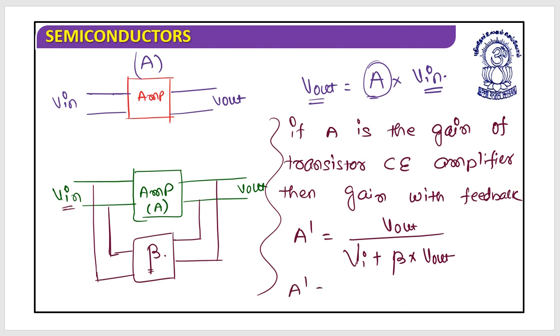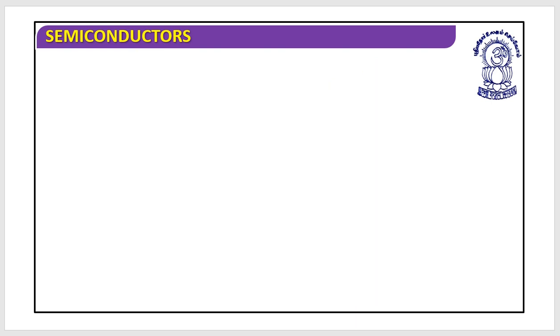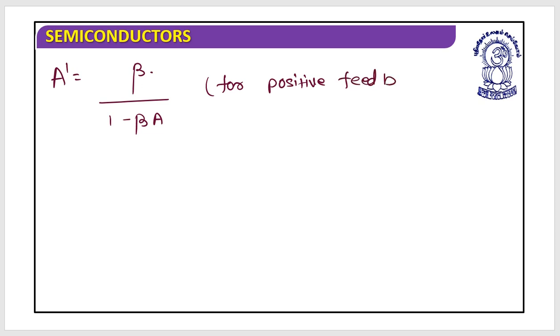And this can also be written as A dash equals beta upon 1 minus beta into A. Yes, this A is the gain without feedback and this is the gain with feedback. I hope this is clear. So A dash equals beta upon 1 minus beta into A. This is for the positive feedback amplifier.